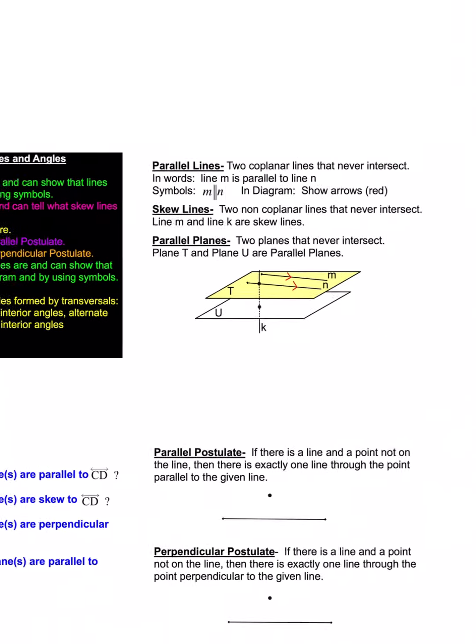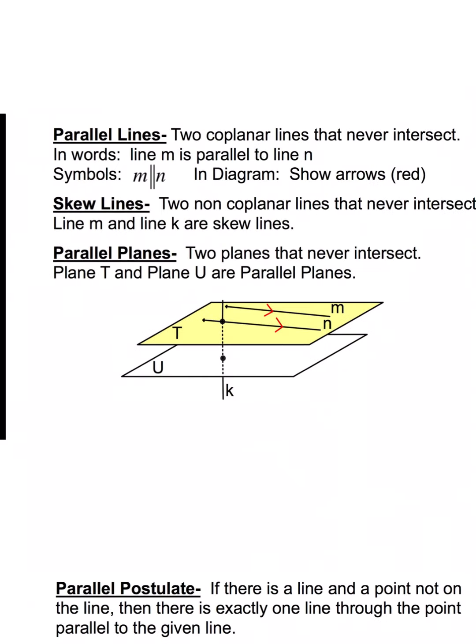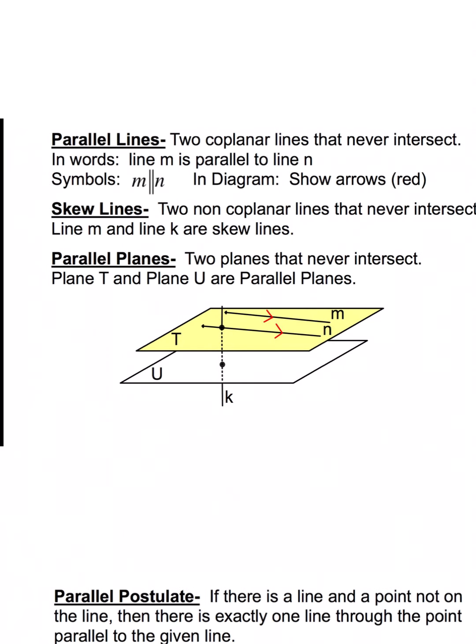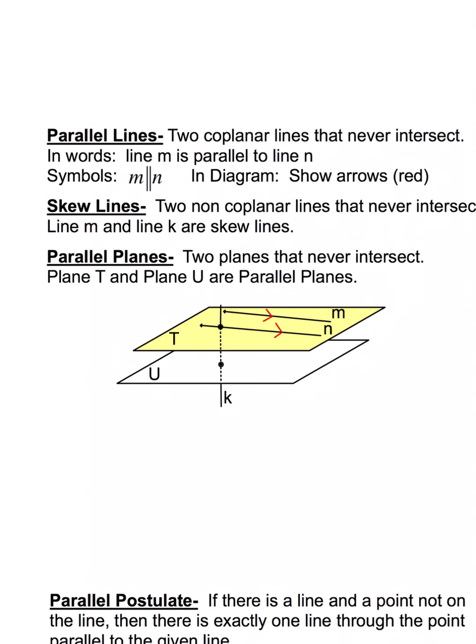So first thing we're going to look at here are parallel lines. Parallel lines are two coplanar lines that never intersect. Okay, you're going to see a symbol for this. The symbol actually looks like two parallel lines, two vertical lines. So if I want to say that lines M and N are parallel, I can write down M, the parallel symbol, and then N.